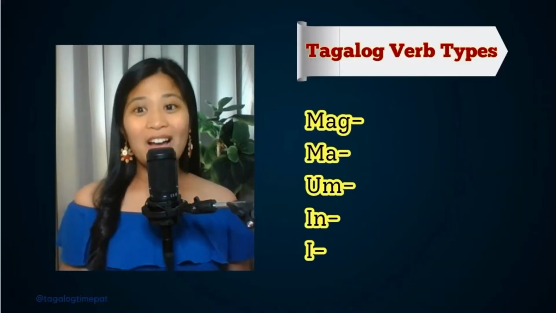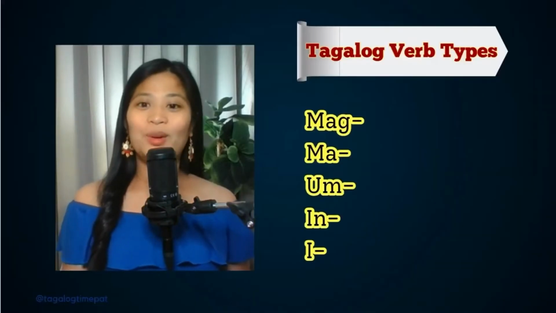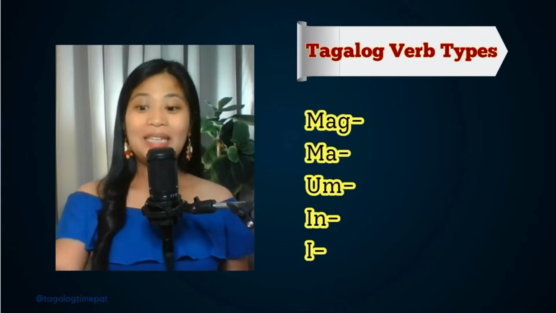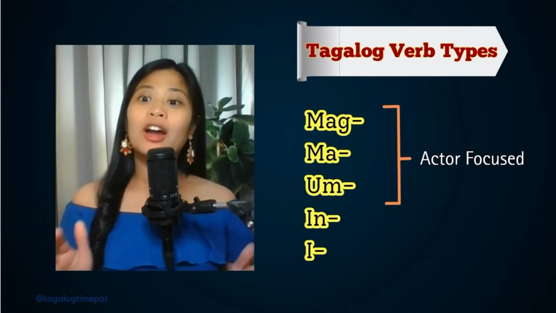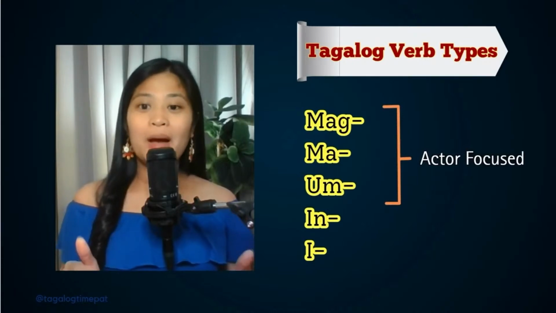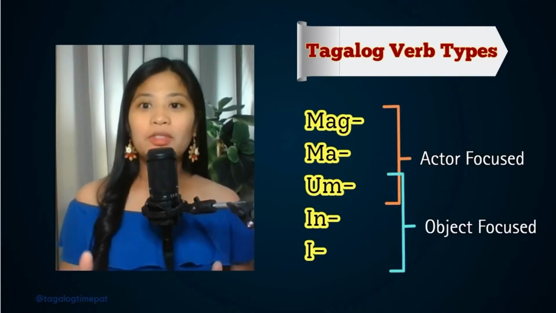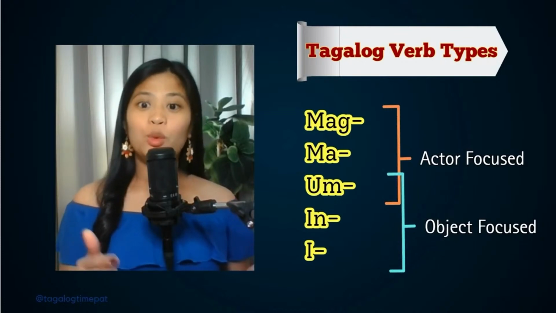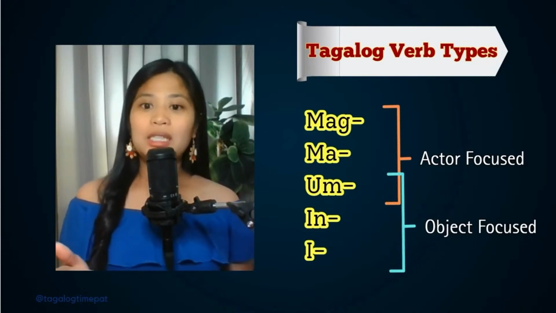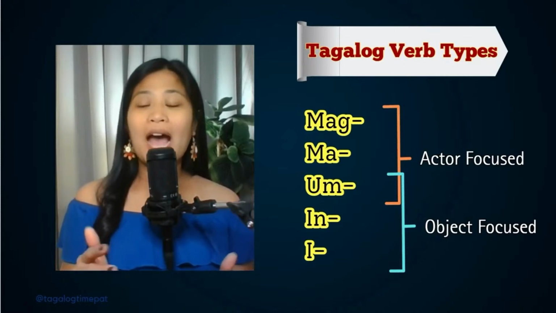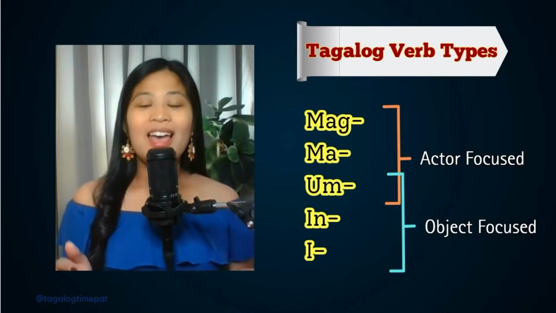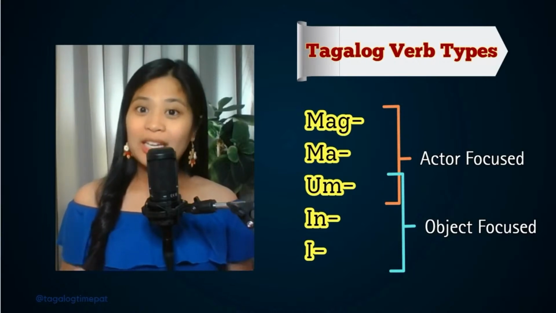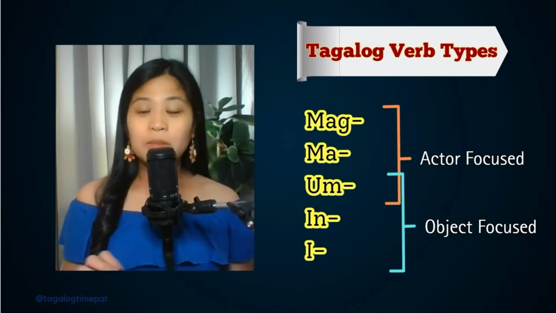Alrighty, so there are 5 main Tagalog verb types: mag, ma, in, and e verbs. And what makes them different is that some are actor-focused, like mag, ma, and then some of these verbs are object-focused, like in, and e. So you can see that some of the verbs can be actor or object-focused, depending on the context of the sentence. And again, in lesson 3, I go over which types of verbs can be actor or object-focused.